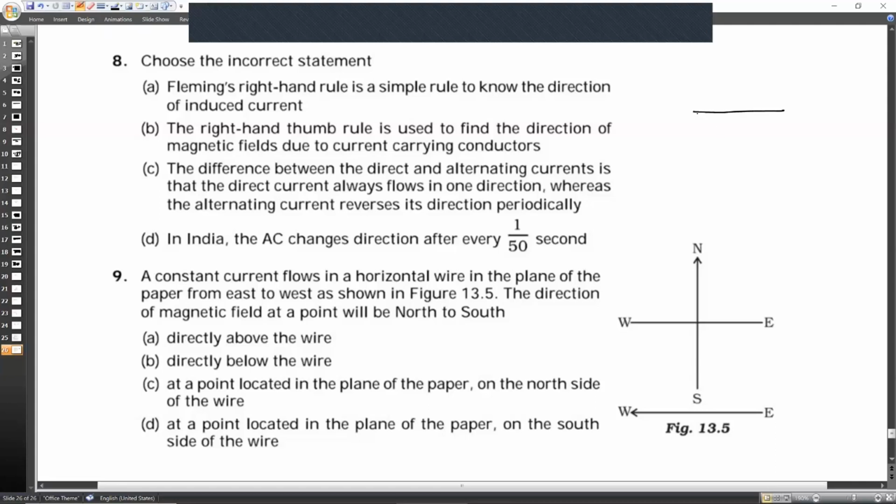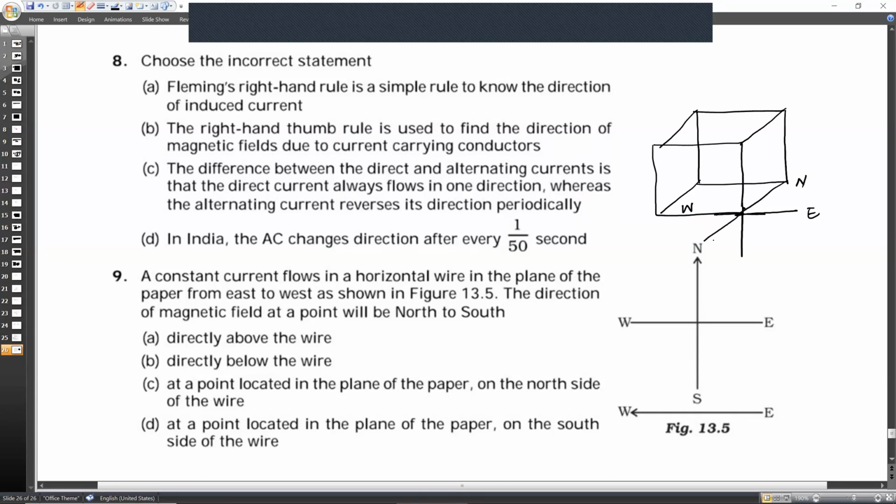Let's study this one. Whenever you are having such type of problem, just make the box first. And after making the box, just place north and south like this, so that you will not feel any difficulty. A constant current flows in a horizontal wire in the plane of the paper from east to west. So this is west, this is east. This is north here, and this is south here.